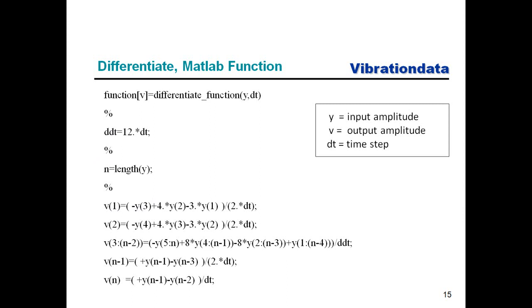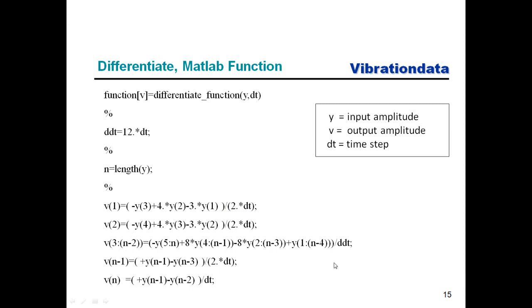Well, let me back up. Let's call y the input displacement. Let's say we have a displacement measurement, y, and we want to differentiate to get velocity. So for the first velocity term here, we have a formula. You can see it depends on 3 different displacements plus coefficients divided by 2 times delta t. And then for the second velocity point, and then for the intermediate velocities, we have a more complicated formula here. And then for the next to last velocity and for the last velocity.